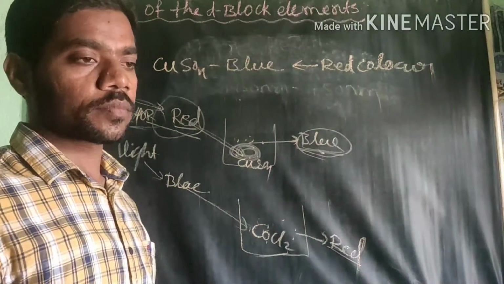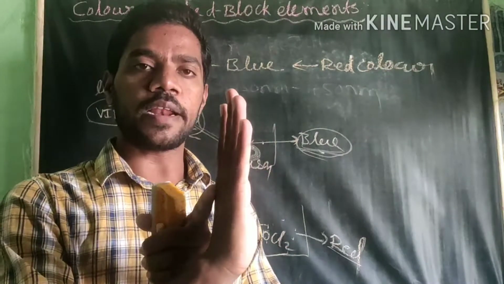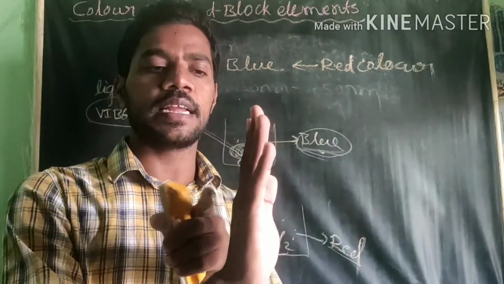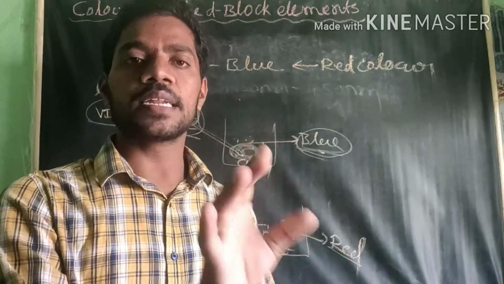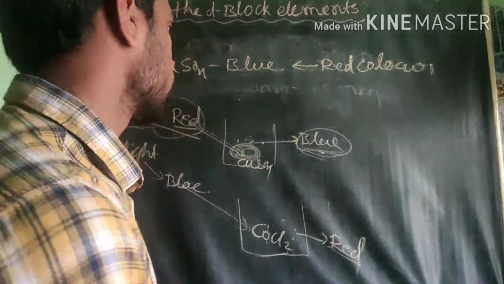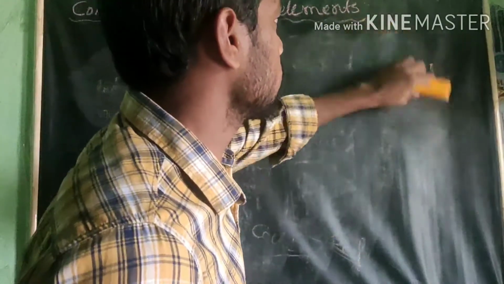For example, if this is red, then it is blue, and if it is blue, then it is red. They are complementary to each other. Like that there will be some other complementary colors. I will discuss that in a separate video. Okay, this is how all d block elements show color in their compounds.